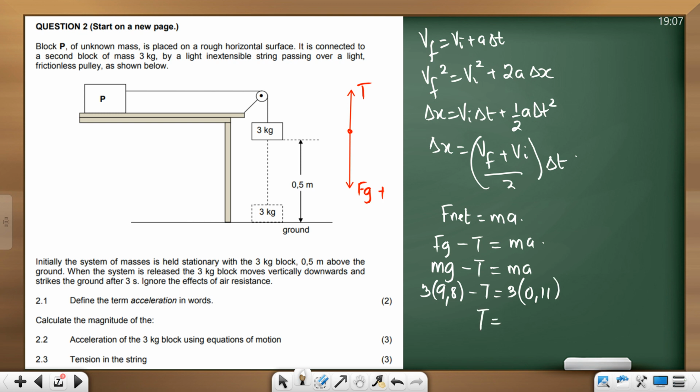Please get me an answer for T. Remember, this is going to be 29.4 minus T equals 0.33. So we can switch sides. T then becomes 29.4 minus 0.33. What would that give you? 29.07 newtons. All right. Did it make sense, guys?